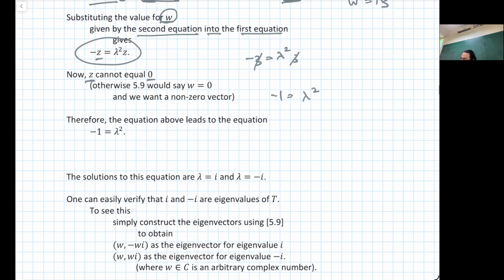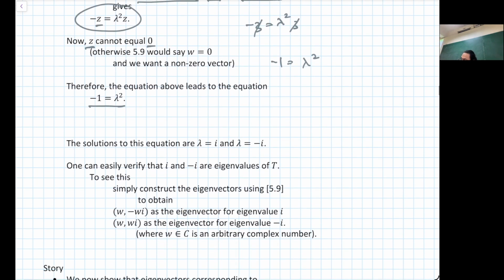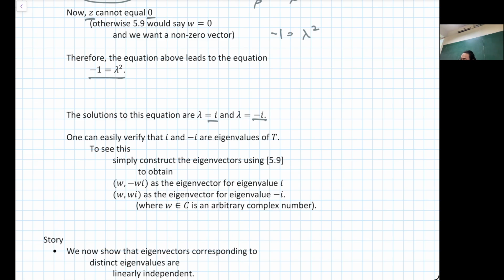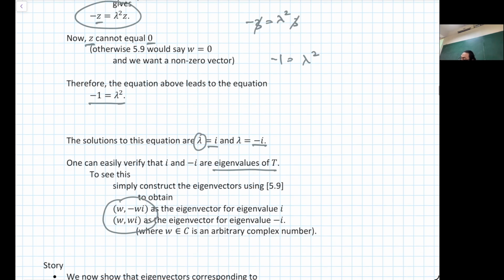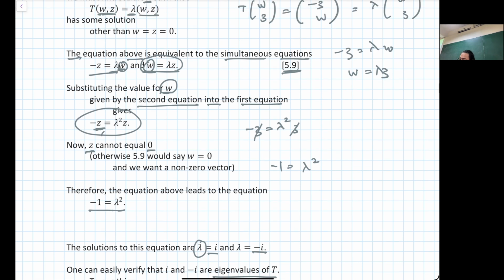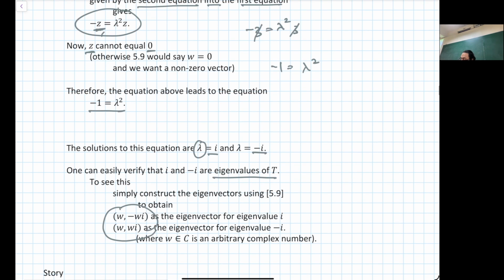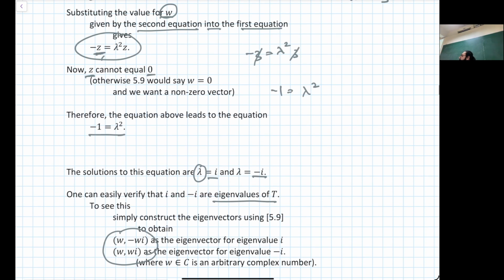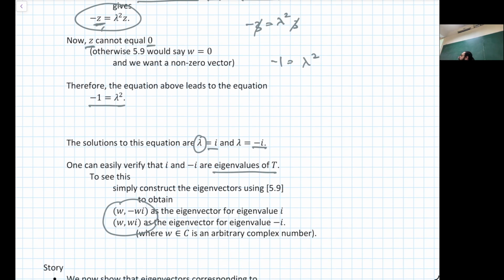Perfect. All right, so this is what you get. And the solutions are, of course, i and minus i. This we know from our previous studies. And you can actually check the eigenvectors: you use the solution and plug in the value of w in terms of lambda, so z and w are related. You plug in the values, and you'll see that (w, -wi) and (w, wi) are indeed eigenvectors with the corresponding eigenvalues.